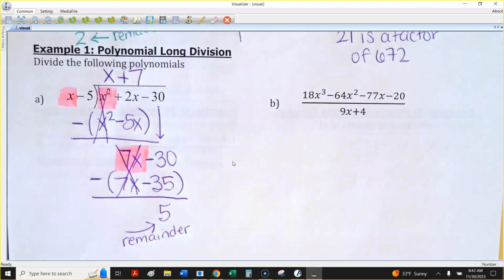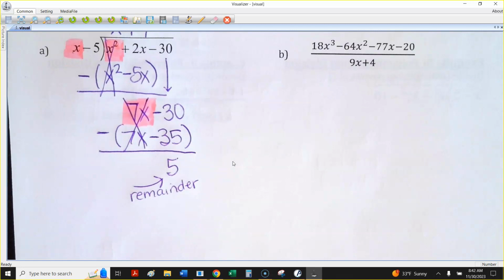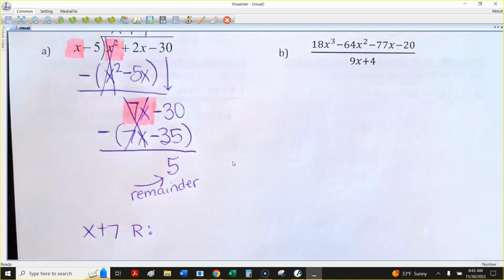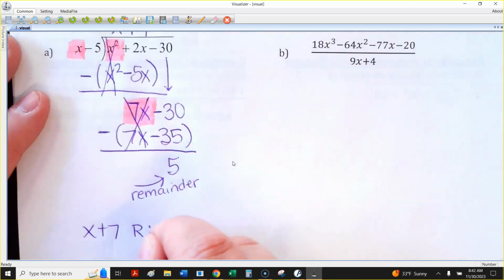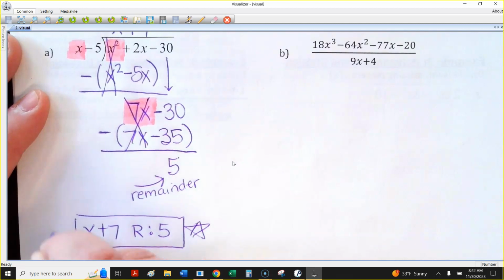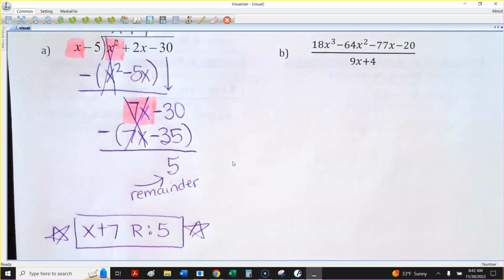All right, so here's how I'm going to write my answer. My answer is just going to be x plus 7, with a little r and a colon, with a remainder of 5. That's my answer. And then if you want, I'm just going to write down what this means really quick.